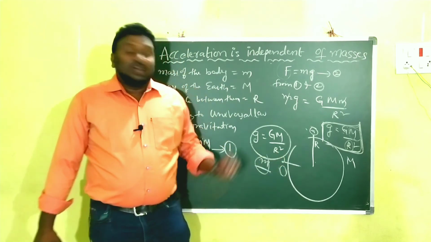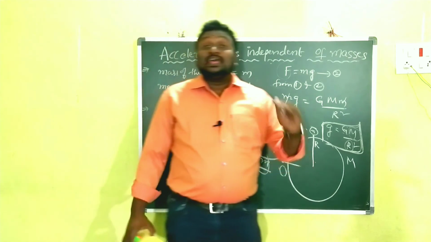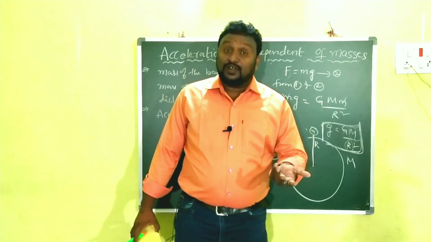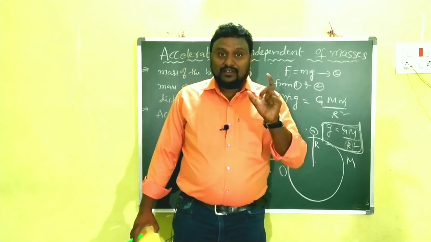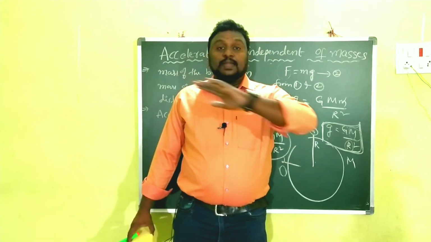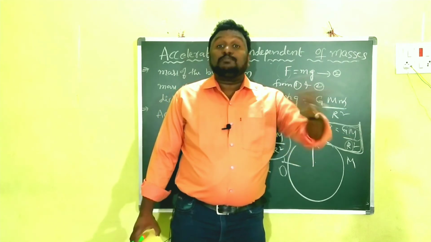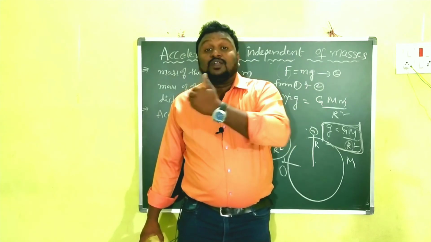That means the acceleration due to gravity is independent of small m. What is small m? Mass of the body. The acceleration produced in the body because of gravitational force is independent of the mass of the body. Independent means what? Not dependent. Small g does not depend upon small m.